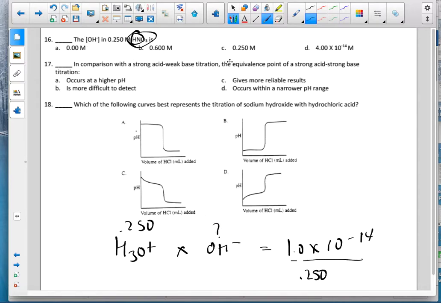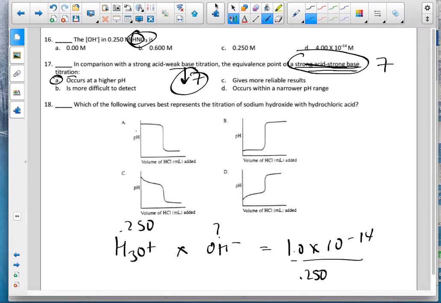Comparison, strong acid, strong base titration. So it says a weak base titration. Remember, a weak base, when it gets titrated, think weak base is going to be below 7. So a strong and a strong is always going to be at 7. So if this is below 7, that means a strong would occur at a higher pH.